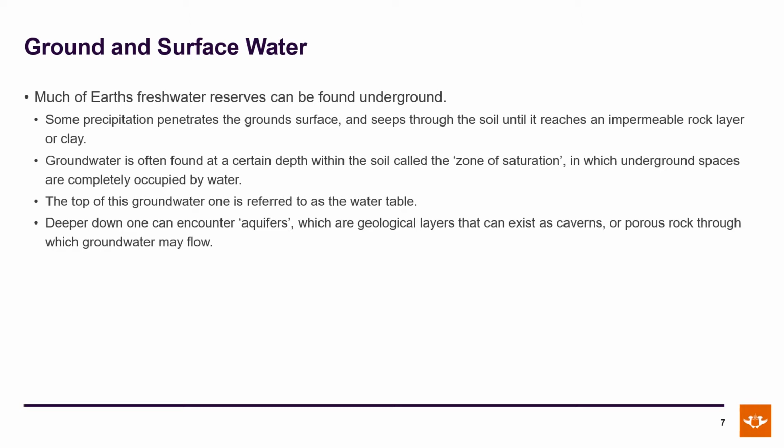Ground and surface water. Much of Earth's fresh water reserves can be found underground, in which some precipitation penetrates the ground surface and seeps through the soil until it reaches an impermeable rock layer or clay. Groundwater is often found at certain depths within the zone called the zone of saturation, where much of the underground spaces are completely occupied by water. The top of this groundwater is referred to as the water table, where deeper down we can encounter aquifers, which are geological layers that exist as caverns or porous rocks through which groundwater may flow or be stored.